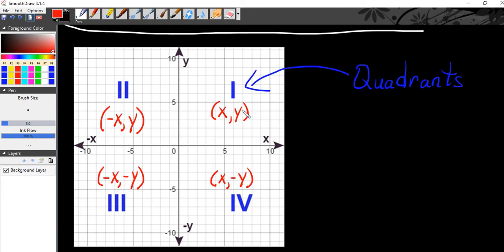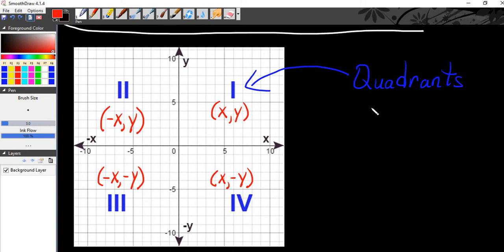This is the first quadrant. It is positive x's and positive y's. When you move to the second quadrant, it is negative x's and positive y's. In the third quadrant, you have negative x values and negative y values. And in the fourth quadrant, you have positive x values and negative y values.